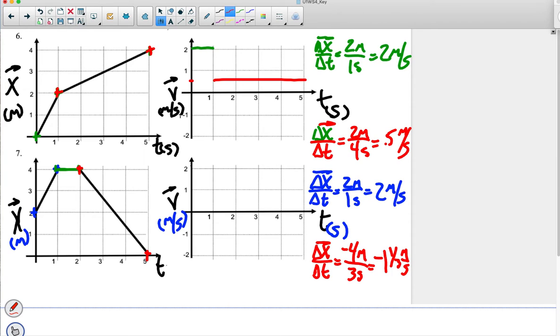So checking out this velocity versus time graph, phase 1, lasting from 0 to 1 second, is 2 meters per second. Phase 2, the green part, we said was from 1 to 2 seconds, and our velocity is 0, so that'll be on the time axis. And our third phase from 2 seconds to 5 seconds would be negative 1 1/3 meters per second.